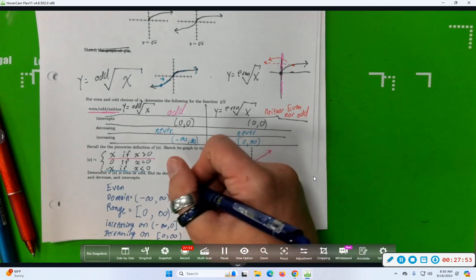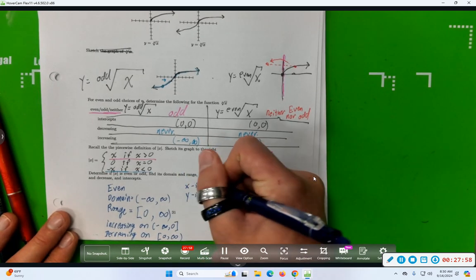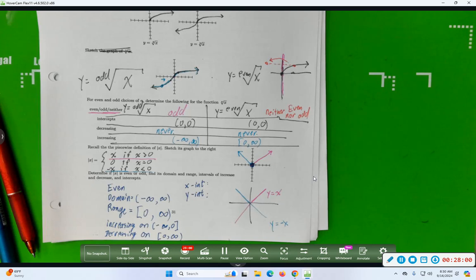All right. I think the last thing on the list was x-intercepts and y-intercepts. And again, those are easy to see, right? X-intercepts of this function? 0, 0. It hits the x-axis at 0, 0. It bounces off, but that's okay. That counts as an intercept. Y-intercepts? Same, yeah.